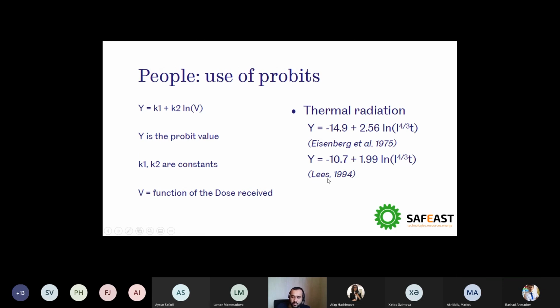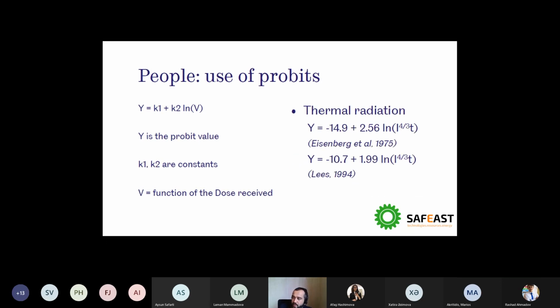So I don't know if you ever heard about Lees. Lees is one of the founders of process safety. He has got a loss prevention book, and in his book he gives these K1 and K2 factors, and also Eisenberg has got different values, but they always match each other. So you can use one of these to understand the extent of the damage.